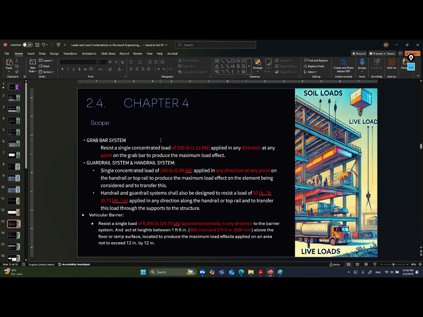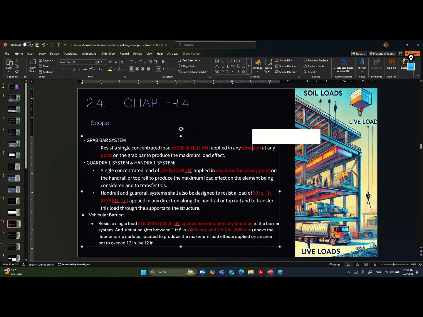Now let's go back and talk about chapter 4. Chapter 4 is very important because it is dedicated to the live load, and here it mentions the minimum live load for each different element. Like for the grab bar system, it mentions the minimum load and the direction, and it is important to know the direction in which to apply this force. Here it mentions any direction. For the guardrail system, the minimum force is this one and it is used in any direction. It tells you that for the handrail and guardrail system, here it is a concentrated force in kilonewton, and here it is a kilonewton per meter run.